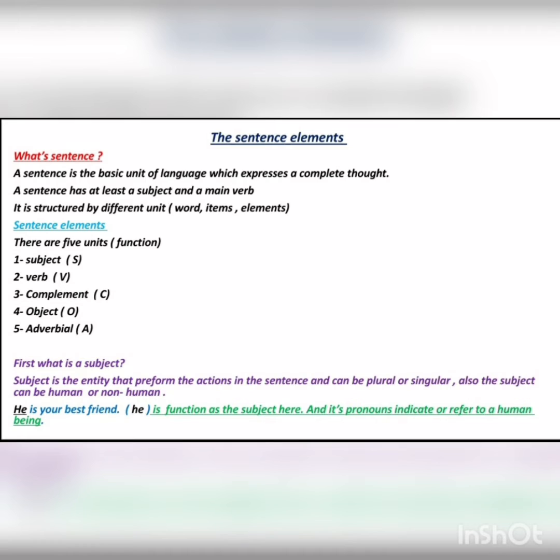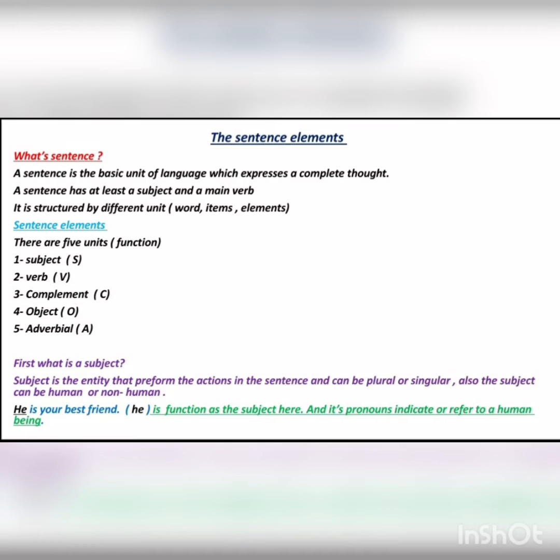So, first of all, we will start with sentence element and the function of this element or unit of the sentence. We have 5 units, which are subject, verb, complement, object, and adverbial. I will start to explain these 5 elements or 5 functions clearly. Actually, I want to explain them one by one, starting with subject.